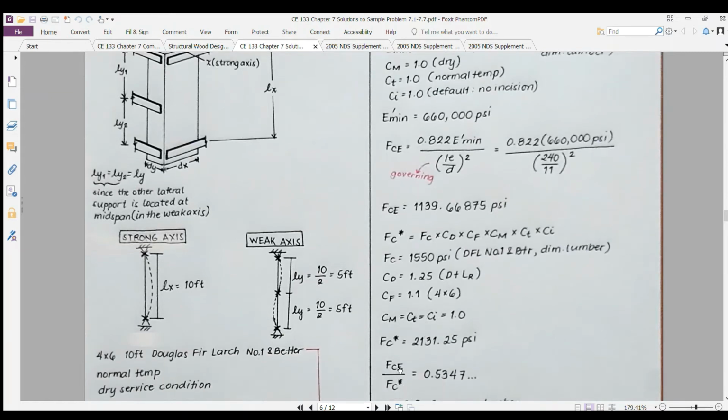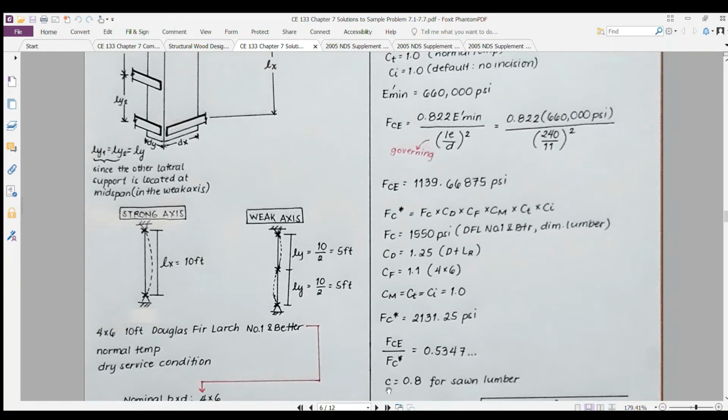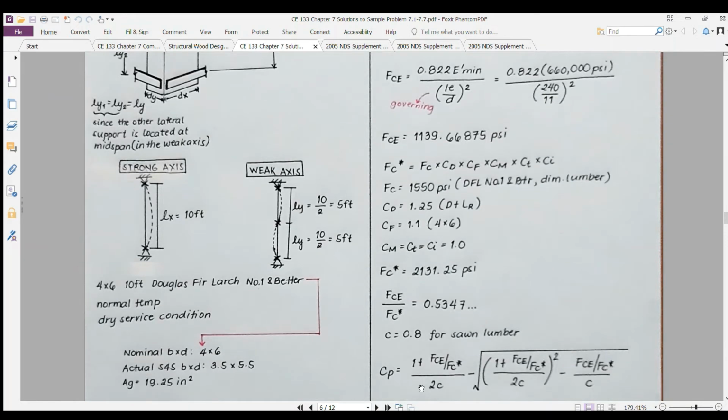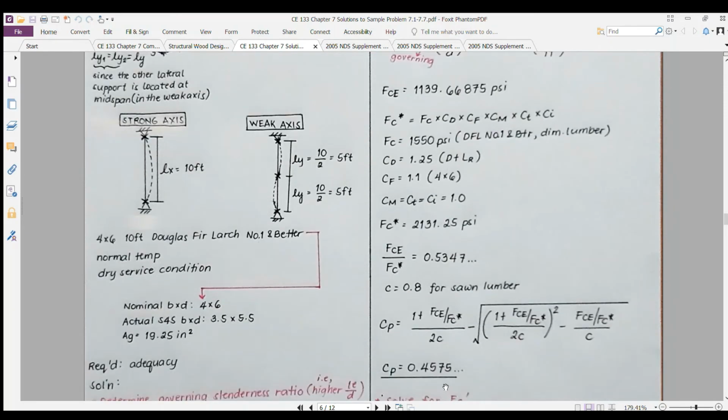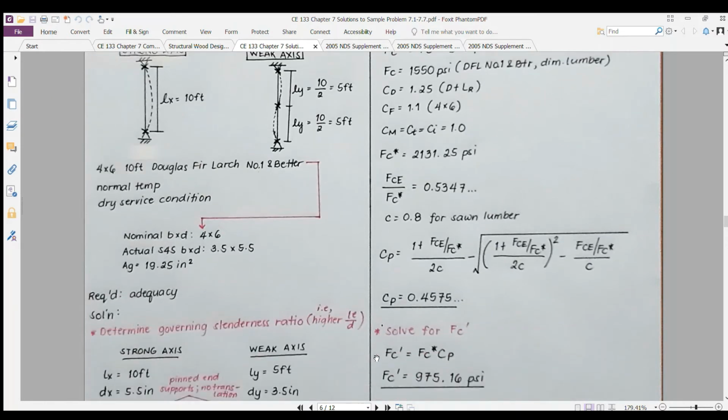Now, dividing F sub cE over F sub c asterisk gives 0.5347. The value of c is equal to 0.8 for sawn lumber. So, getting the column stability factor C sub p using this equation, we yield a value of C sub p of 0.575. Now we need to solve for F sub c prime. F sub c prime is equal to F sub c asterisk multiplied by C sub p. So 2131.25 psi multiplied by 0.4575 will yield 975.16 psi.